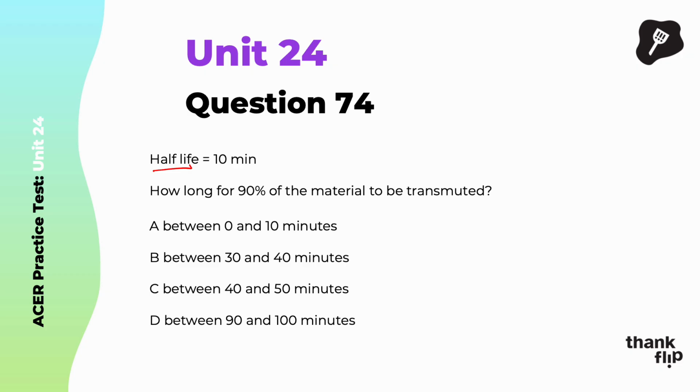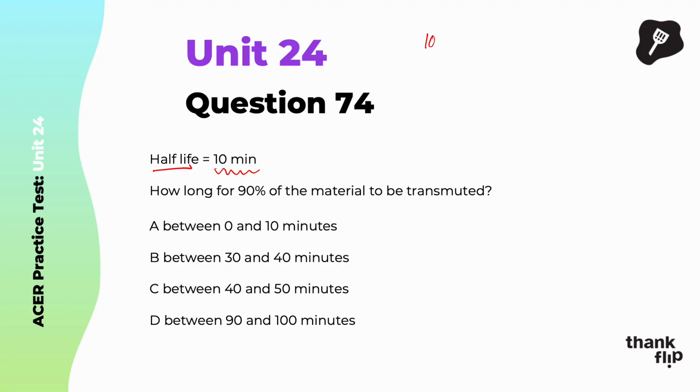So we're told that a material has a half-life of 10 minutes, and what that means is that every 10 minutes, 50% of that material is going to have released its energy. So it's going to be 50% less than it was before. So we're being asked, how long would it take for this material to get rid of 90% of itself?